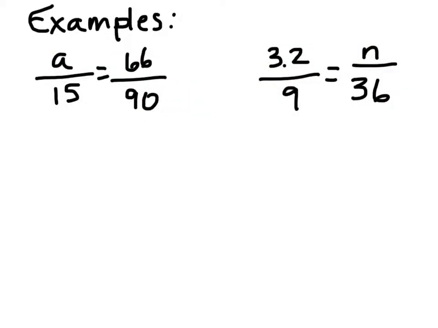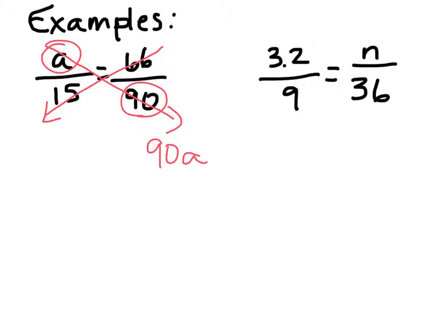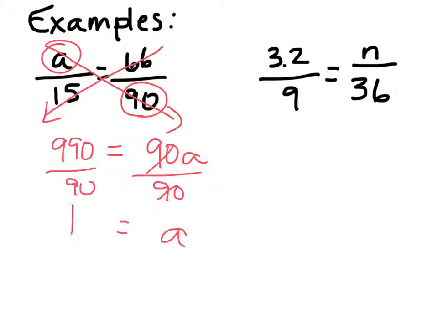Okay, so an example, a over 15 equals 66 over 90. So that idea of cross products, we multiply across and multiply across this numerator with this denominator, and that gives me 90a. 66 times 15 gives me 990. Those two cross products are equal, and then I solve my equation. And so I get a equals 11.